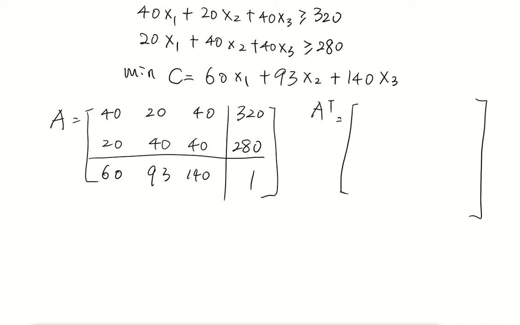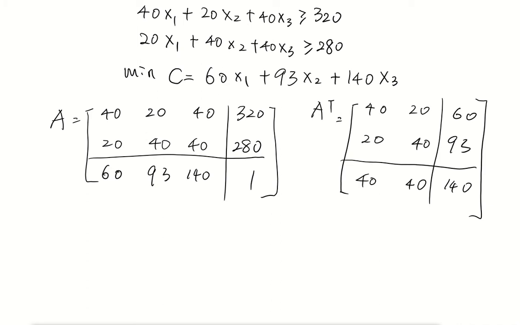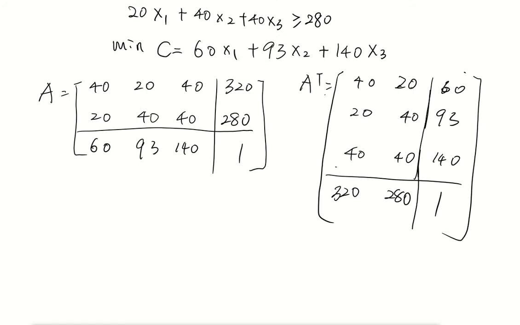Now find the transpose of the matrix A, which is exchanging the rows and the columns for matrix A. You have the transpose of matrix A. Oops, I forgot about the last row earlier. Okay, so this is the transpose of matrix A.